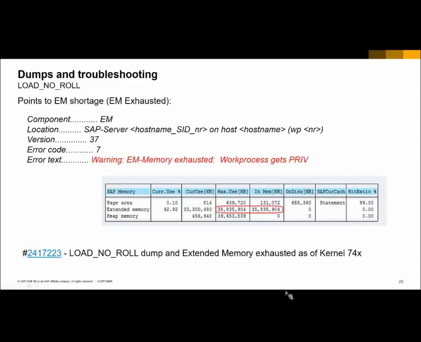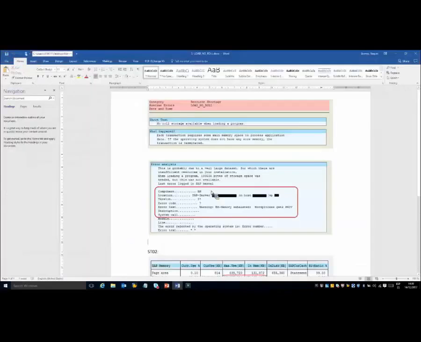Next dump is load no roll, which can be misleading because of the name. As we have already seen, the roll memory is no longer used, and all data is now stored in the extended memory. Therefore, load no roll dump is related to shortage on extended memory, as we can see on the dump itself. If we check on the load no roll dump, we can see that it says warning EM memory exhausted.